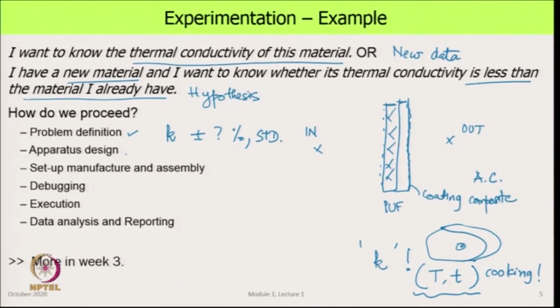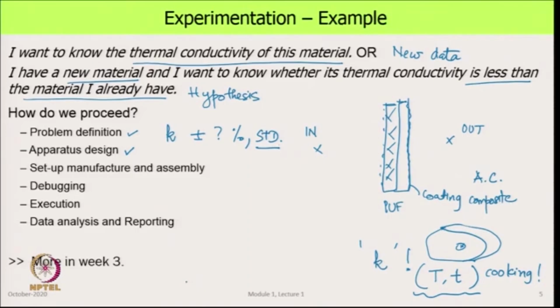Once we have said that, we ask, what is the apparatus that I need to have? Either I can make it from scratch, or if it is the standard, it may tell us a broad principle of how to design this apparatus. Then we have to follow this.